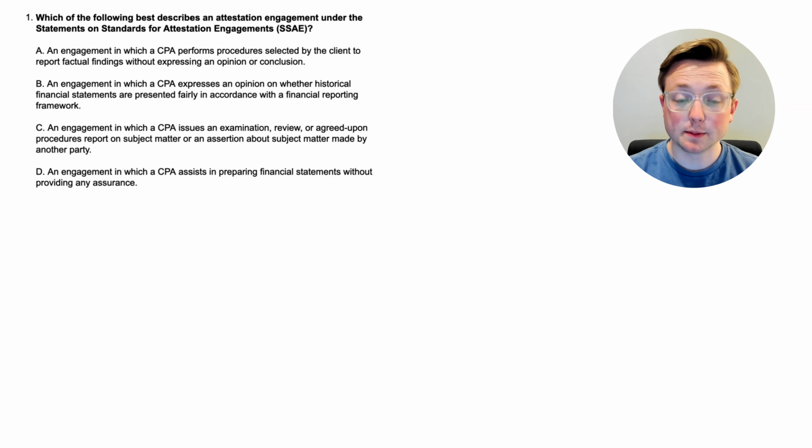Option A, an engagement in which a CPA performs procedures selected by the client to report factual findings without expressing an opinion or conclusion. Option B, an engagement in which a CPA expresses an opinion on whether historical financial statements are presented fairly in accordance with a financial reporting framework. Option C, an engagement in which a CPA issues an examination, review, or agreed upon procedures report on subject matter or an assertion about subject matter made by another party. Or option D, an engagement in which a CPA assists in preparing financial statements without providing any assurance.